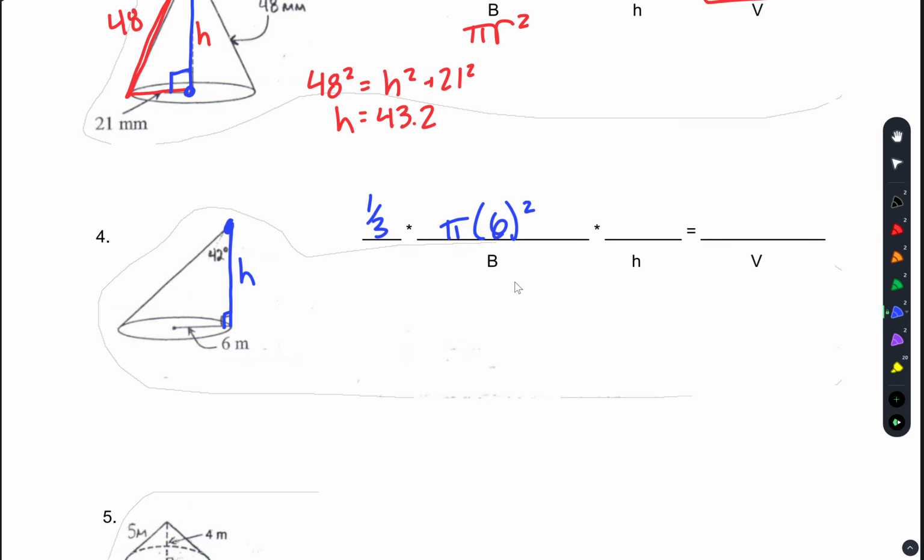Anybody? Kaylin? Could you do SOHCAHTOA if you split that in half and you connect it to the radius?